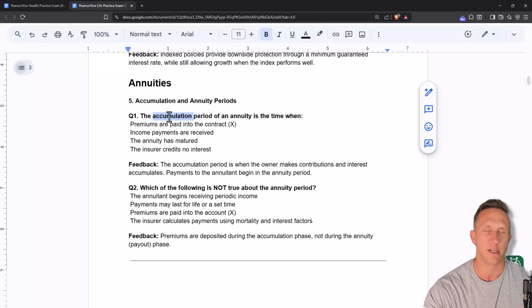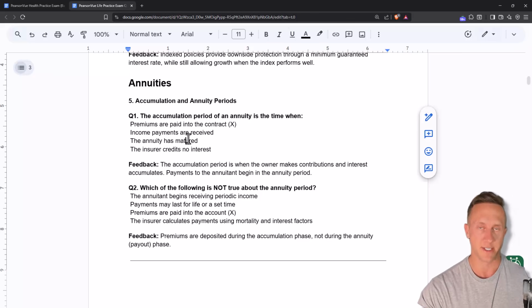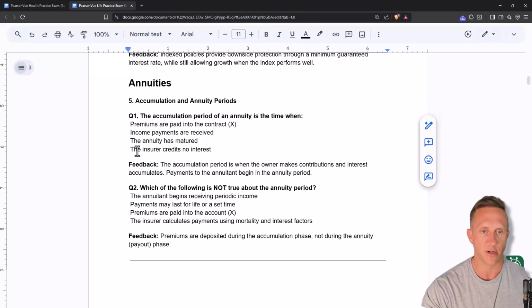I have a ton of videos on annuities, and in my exam prep packages, I really break these down. Very easy to understand. But basically, income payments are received in the annuity period, or annuitization phase is another word for it. The annuity has not matured, and the insurer credits no interest. So interest is credited in the accumulation phase.